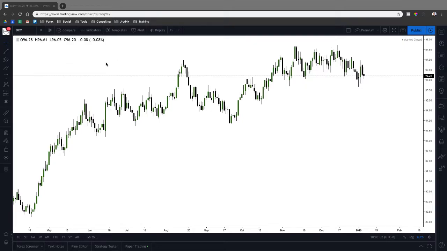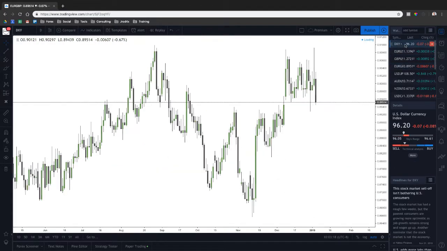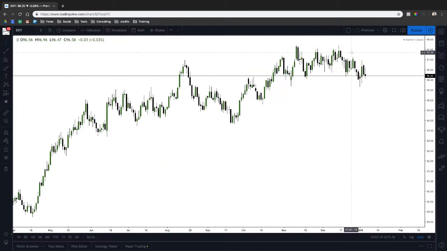And we are going to get started with some clean charts. I've cleaned up, pretty much deleted every single thing off of all of the majors. So I don't know if we're going to get to all the majors, but we're definitely going to cover dollar index, euro, and also cable, and EURGBP as well.